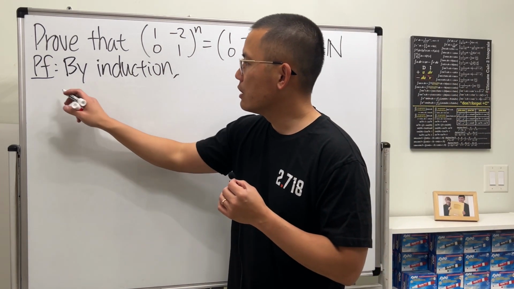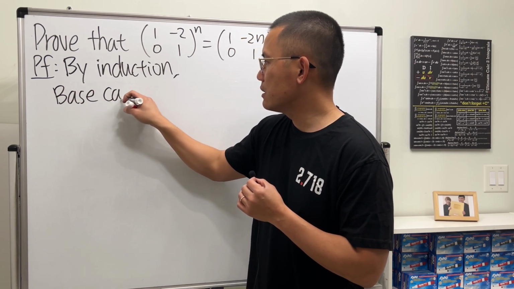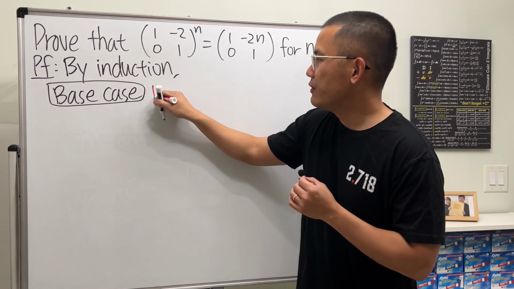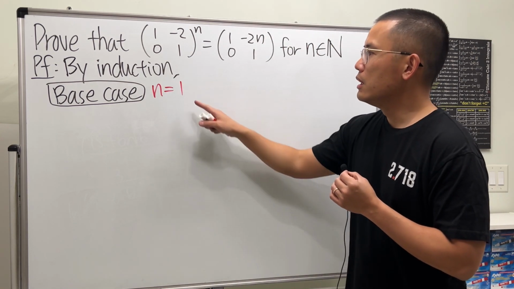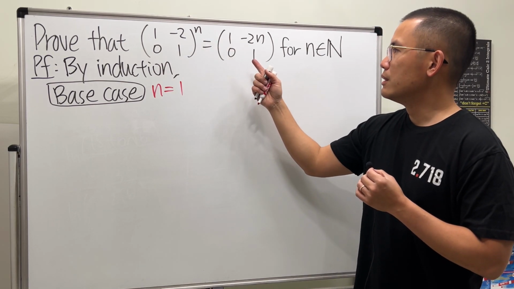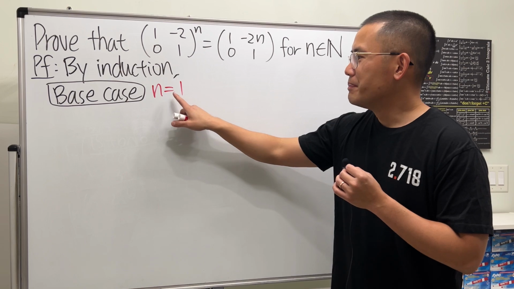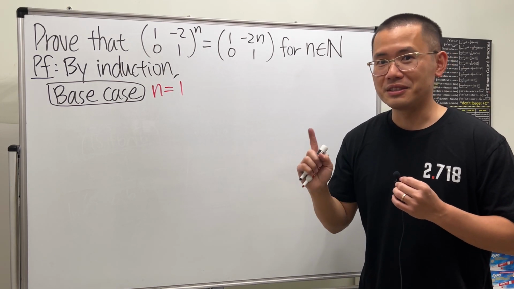So by induction, firstly, we are going to check the base case. So I'm going to specify that this is the base case. And for natural numbers, I'm going to start with n equal to 1. If you have n equal to 0, that's a debate I'm not going to get into, but anyways. Base case n equal to 1. It's the same as the official answer key, they start with 1.